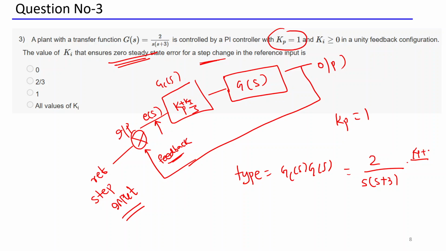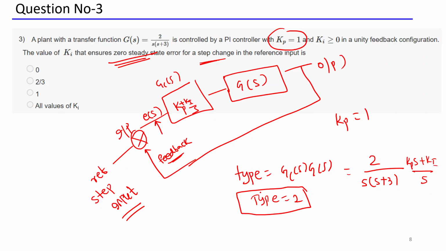Type 0 system, sir. I'm just finding out the type. Okay, let me find out. Multiply this 2. Okay, this will be how much? Kp into s plus Ki divided by s. So you can see, how many poles at origin are there? 2 poles at origin. So the type of the system is 2. There are 2 poles in the system, so it's a type 2 system.